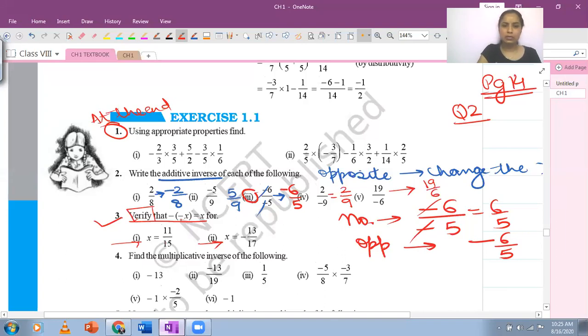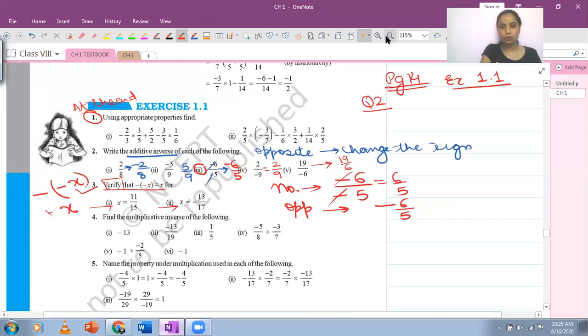But this one's very simple. If we write minus of minus, this is what it is. Minus of minus x, the answer will be positive x. This is what we want to check here. And this will be done in the notebook. So I would like you to write down in your copies now.